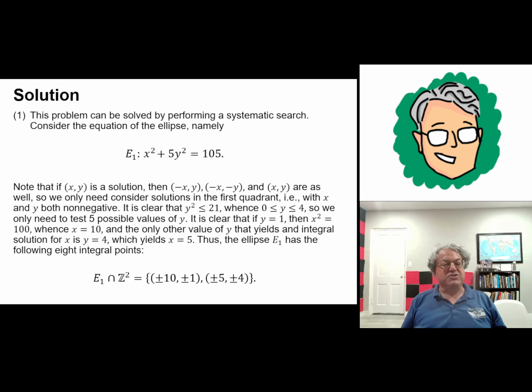And you can just try this by trial and error, and I think you'll find that if you do that, the only solutions you get where x and y are both positive are 10 comma 1 and 5 comma 4.